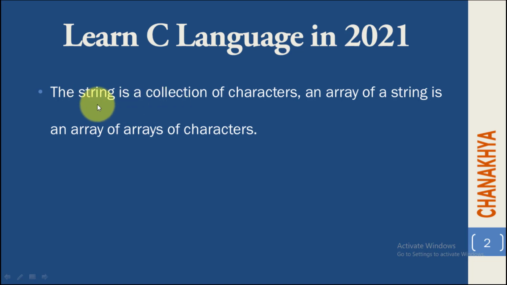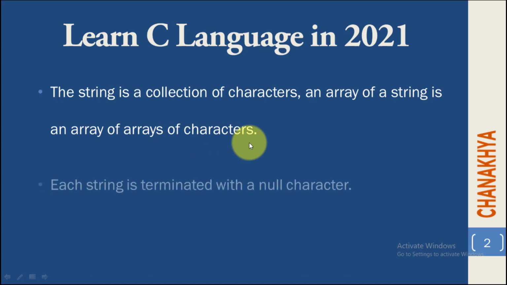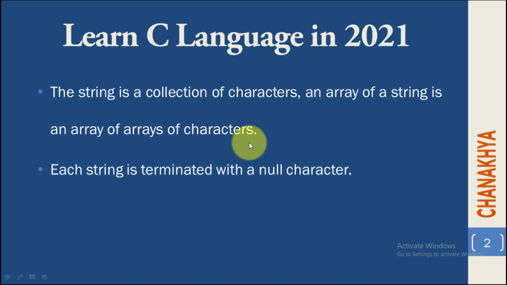In the same way, a string is a collection of characters, and an array of string is what is called an array of characters. One more thing about the string is that each string is terminated with a null character. Now, a sentence is made up of words, and each string is terminated with a null character.